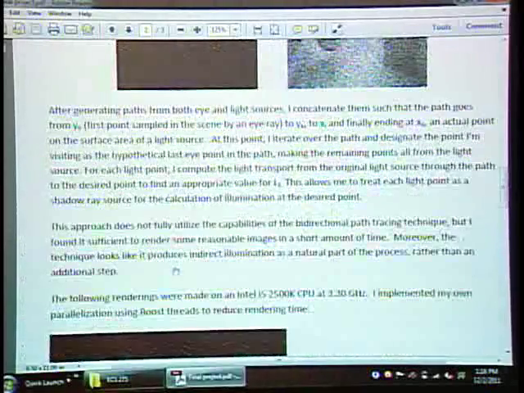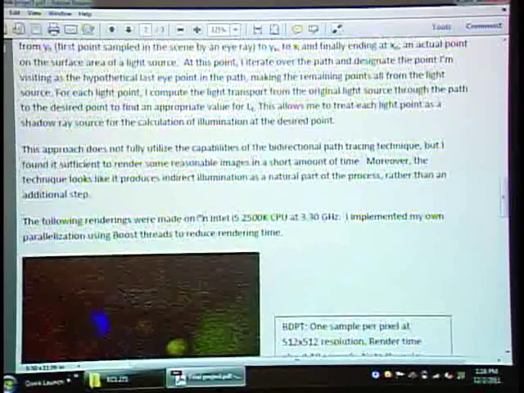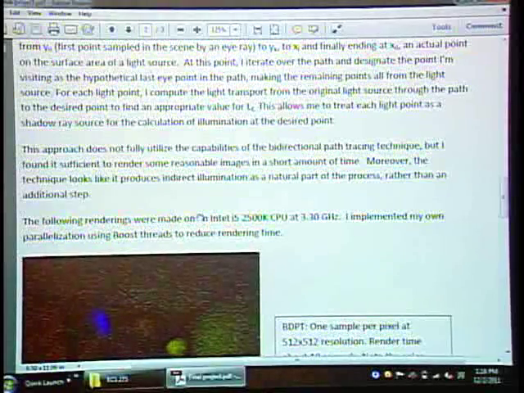So my approach was, after finding my path, I was using Russian roulette to get an eye path and then a light path.